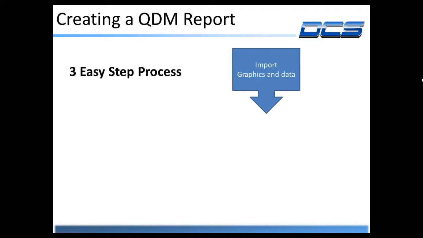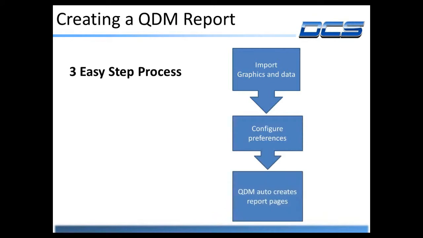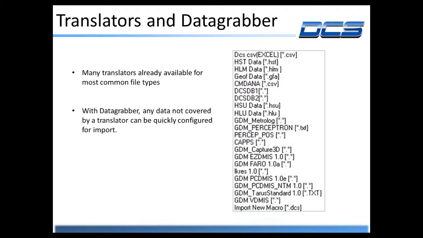So Jamie, if you want to kind of walk us through the basic steps in creating this report? Sure. First, we've got a three easy step process for importing our graphics and our data. And we configure the preferences within the QDM wizard. And QDM will take your preferences, your graphics, your data, and automatically create your report pages for you.